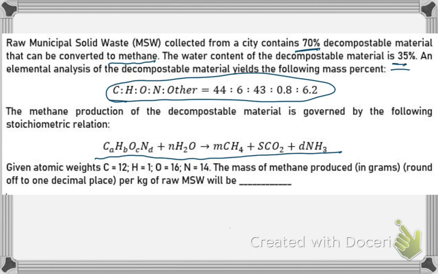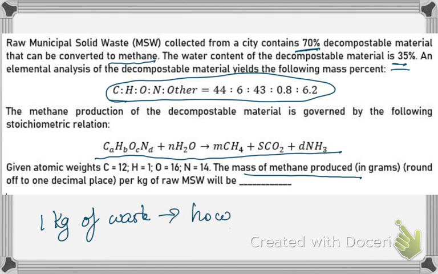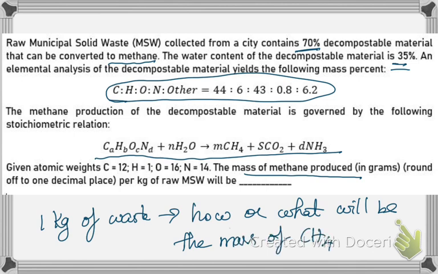What we have to determine is the mass of methane produced per kg of raw municipal waste. In simple terms, in 1 kg of waste, what will be the mass of methane in grams? This is what I have to find out. So how to determine this?